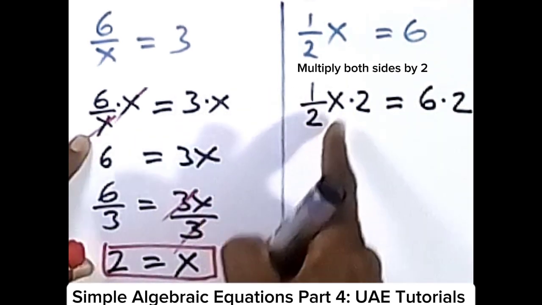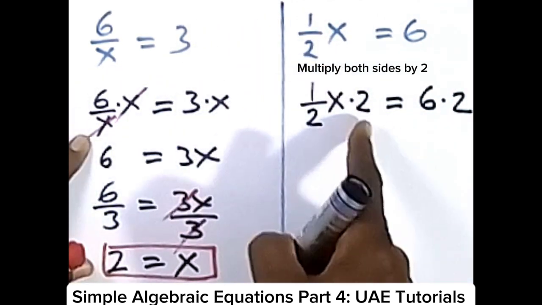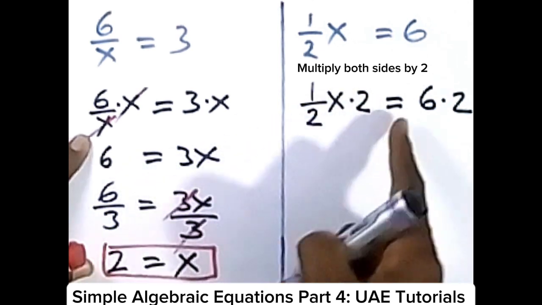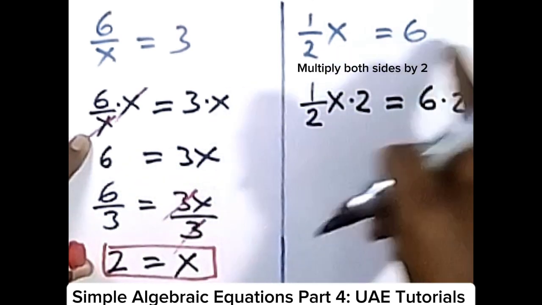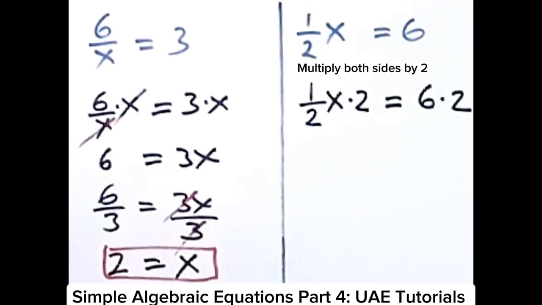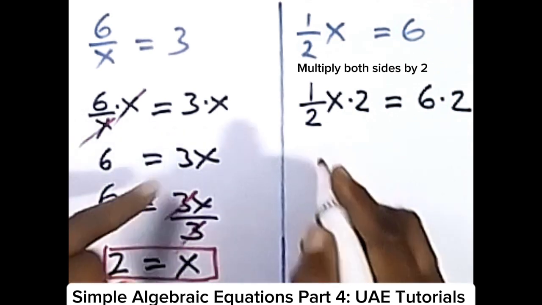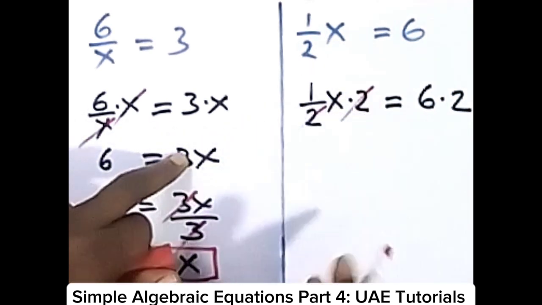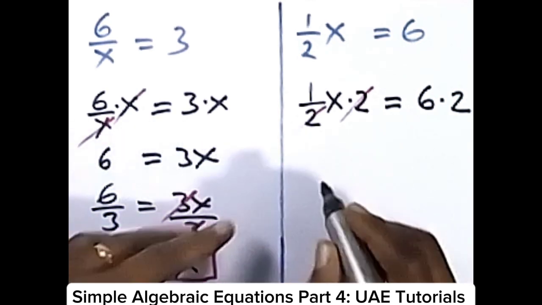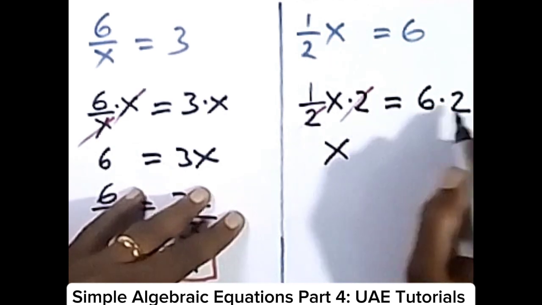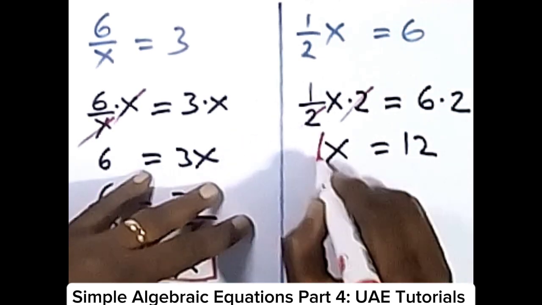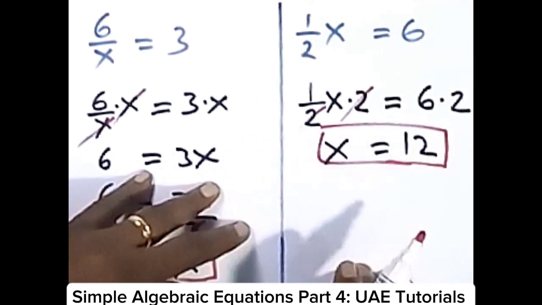Alright, so half x, just like we have on top here, but I decided to multiply it by 2 because I want that 2 to knock off this 2, equals 6 times 2, because whatever you do to one side of the equation, you must do it to the other side. And this 2 will simply knock off this 2. So x is now free on one side. Our x here equals 6 times 2 is 12. And this is our answer.